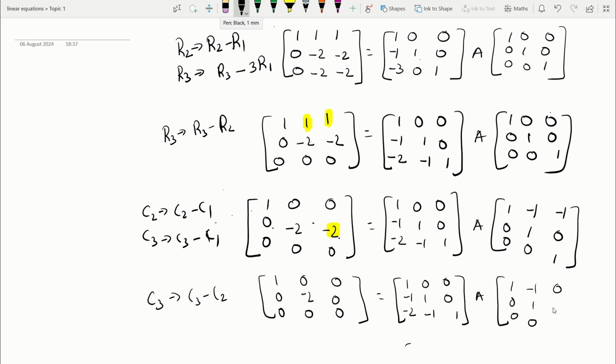Again C3 minus C1 they did. 0 minus 1 is minus 1, 0, 1. I feel that this is like a game. Then after that, what is the next aim for us? We are near to our answer.